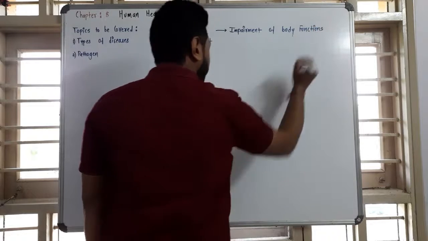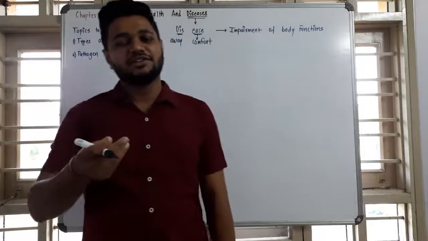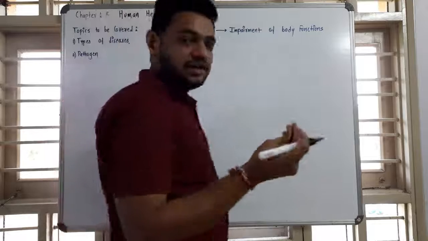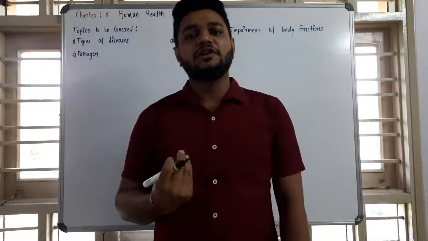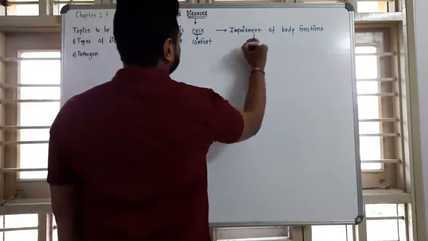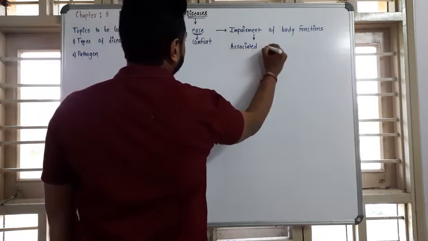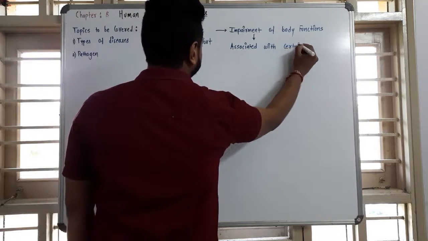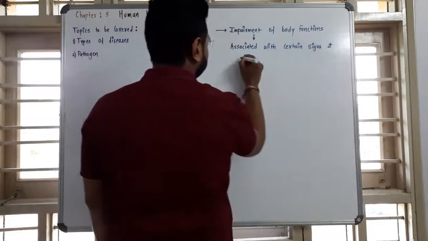Now, impairment of body functions are generally associated with certain signs and symptoms. So, whenever we are encountering any disease, then our body shows certain signs or symptoms. So this impairment is associated with certain signs and symptoms.